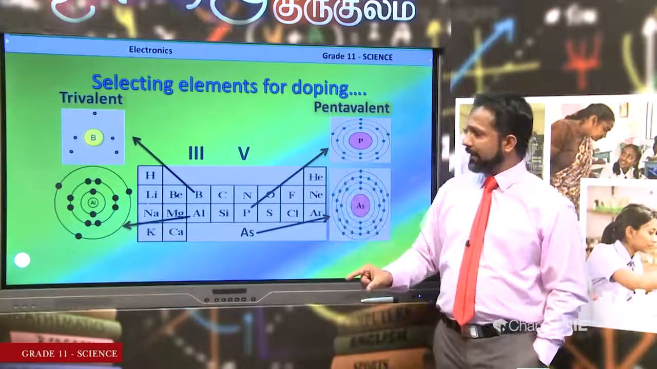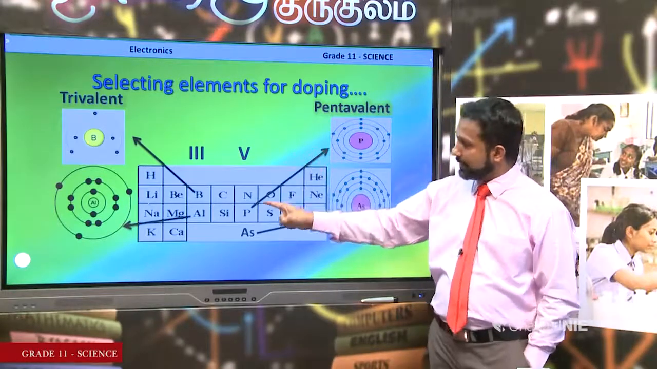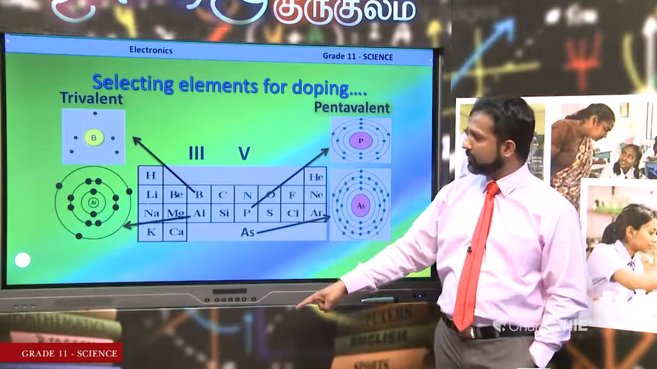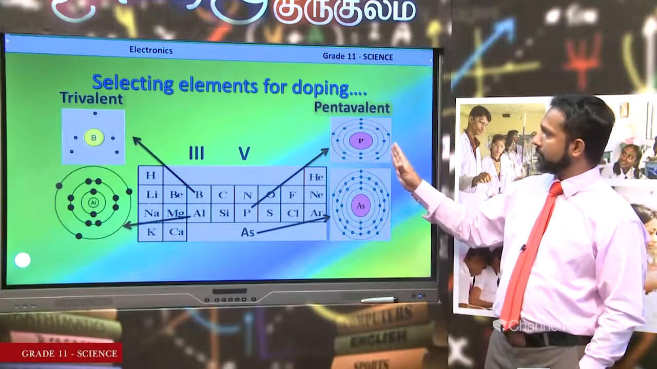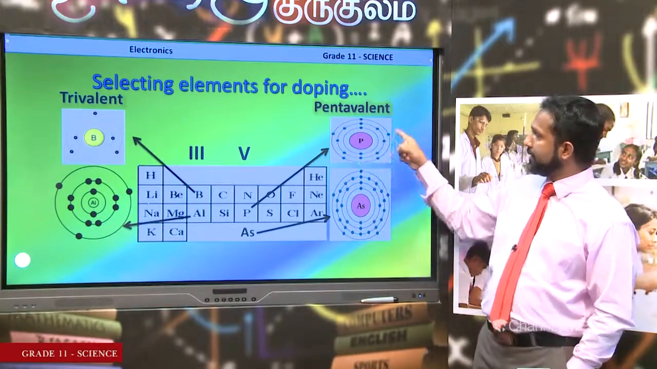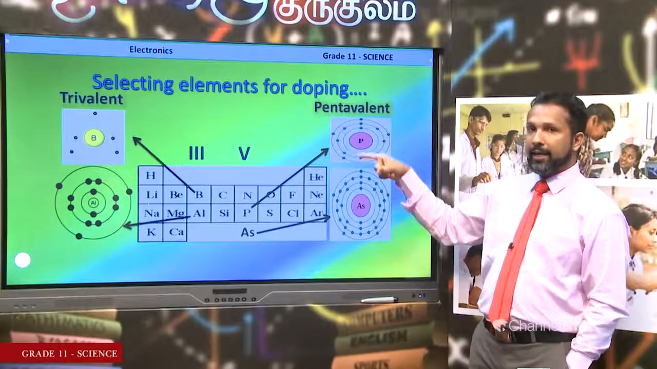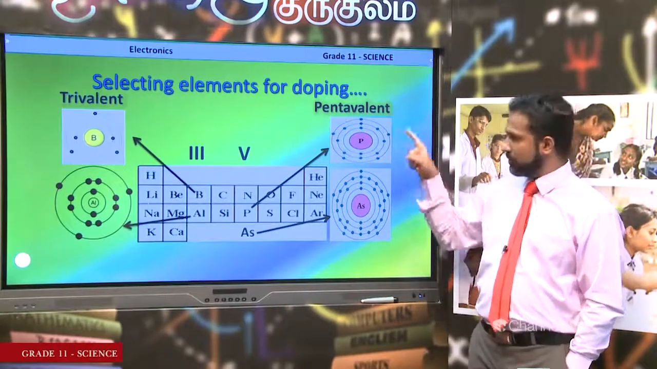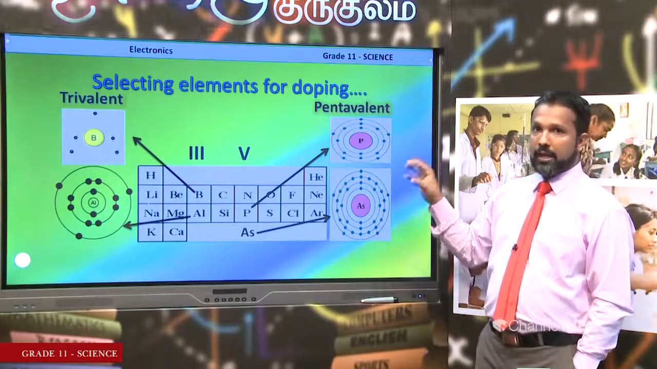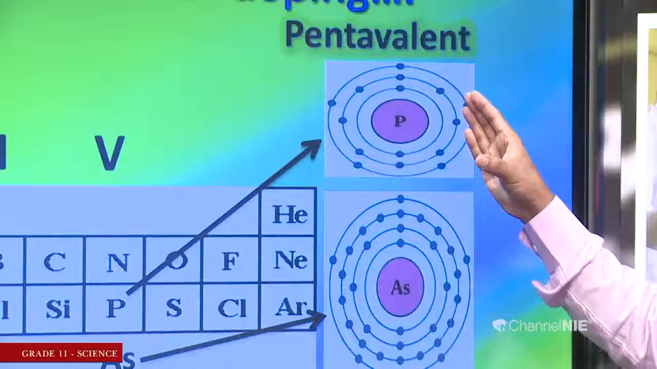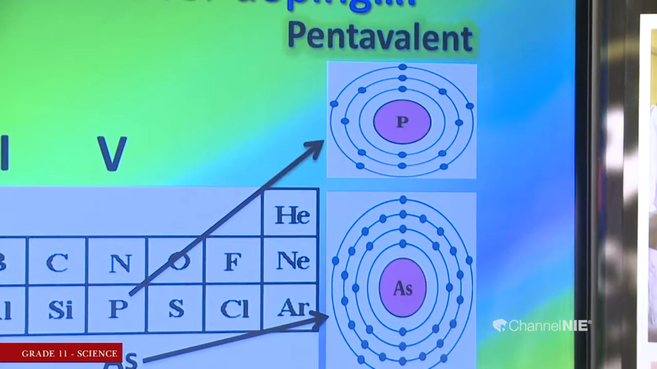Then let's focus our attention on the elements in group 5, nitrogen, phosphorus, arsenic. Here I have mentioned only phosphorus and arsenic. Phosphorus. The outermost energy level of phosphorus contains 1, 2, 3, 4, 5 electrons. Arsenic 1, 2, 3, 4, 5 electrons. As a result, we call phosphorus and arsenic pentavalent elements.